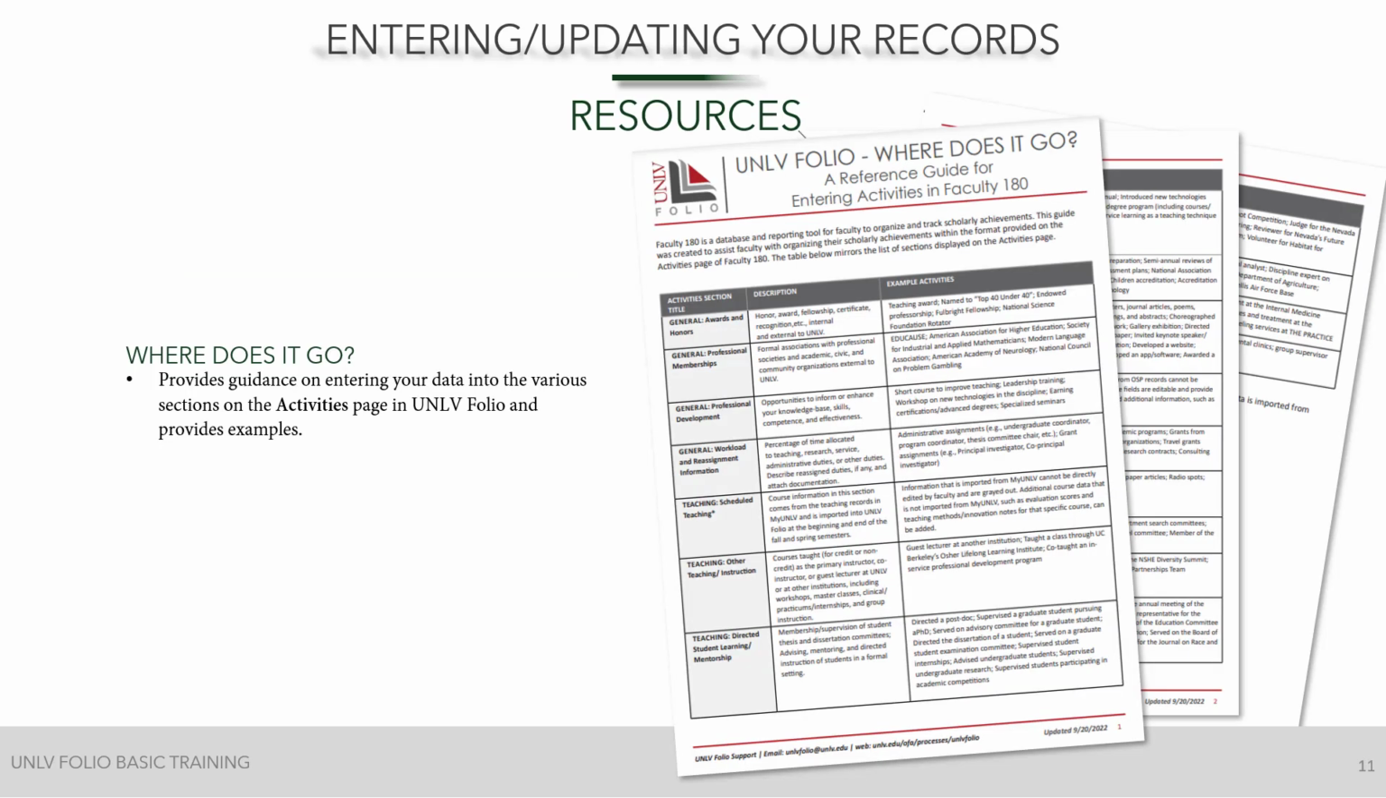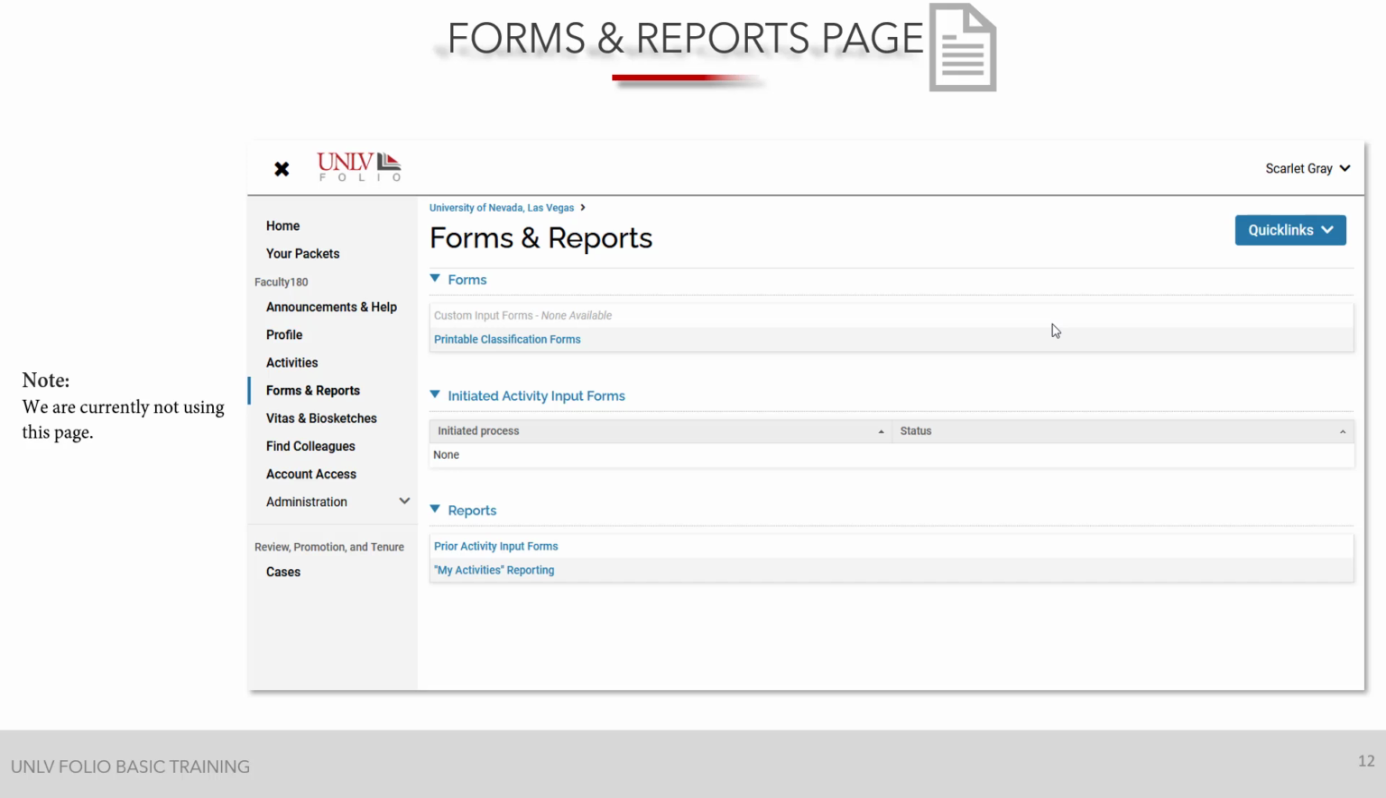But we also have this reference document. It's called UNLV Folio, Where Does It Go? And it provides a description of what belongs in each section, as well as provides examples of what might belong in that section. Moving down the left navigation menu is the Forms and Reports page.